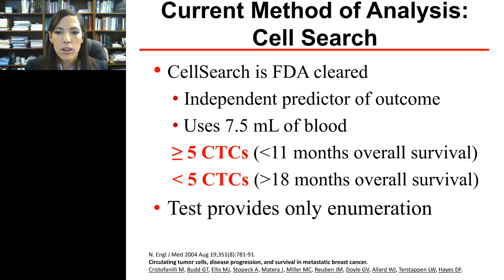But what I'd like to point out is that this test really only provides enumeration of circulating tumor cells. There's no more characteristics about the individual CTCs that are given other than how many epithelial type CTCs a patient has. And so we're interested in providing more specific characterization of a patient's CTCs.